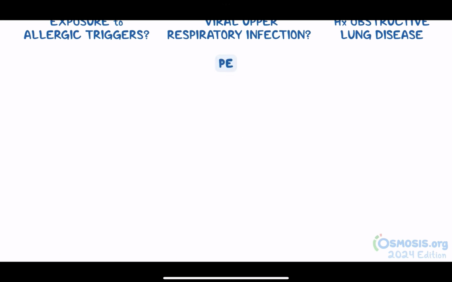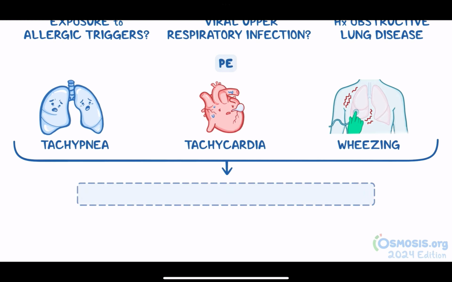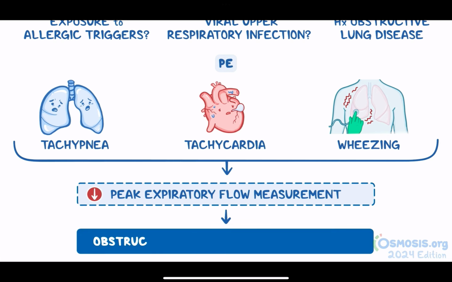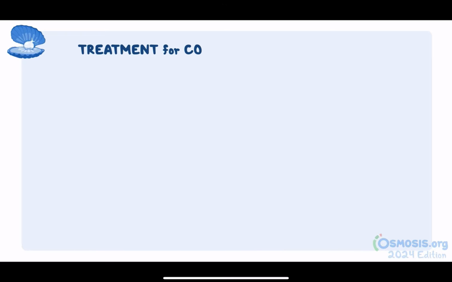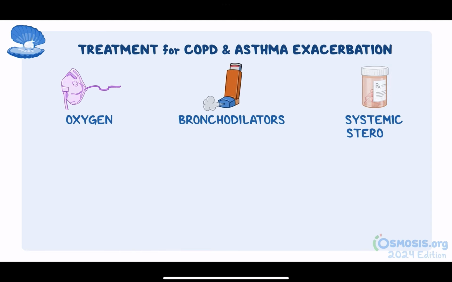On physical exam, your patient will have tachypnea, tachycardia, and wheezing. Next, perform peak expiratory flow measurement. If it's reduced, diagnose obstructive lung disease exacerbation. Here's a clinical pearl. Treatment for COPD and asthma exacerbation is pretty similar, with oxygen, bronchodilators, and systemic steroids.